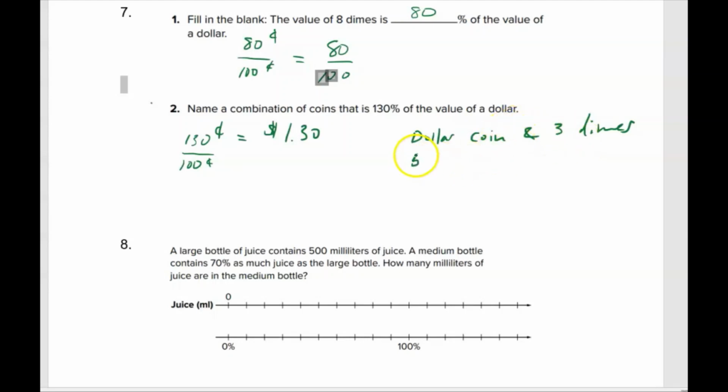Maybe you said something like 5 quarters. We know 4 quarters is $1, 1 more is $1.25, and a nickel. That would make $1.30. Some other ones, maybe you said something simple like 13 dimes. 13 times 10 is 130. I would argue that maybe this isn't a combination of coins, but maybe you said that it's just more than one coin, so that would work. But lots of different answers you could probably come up with there for the second part.